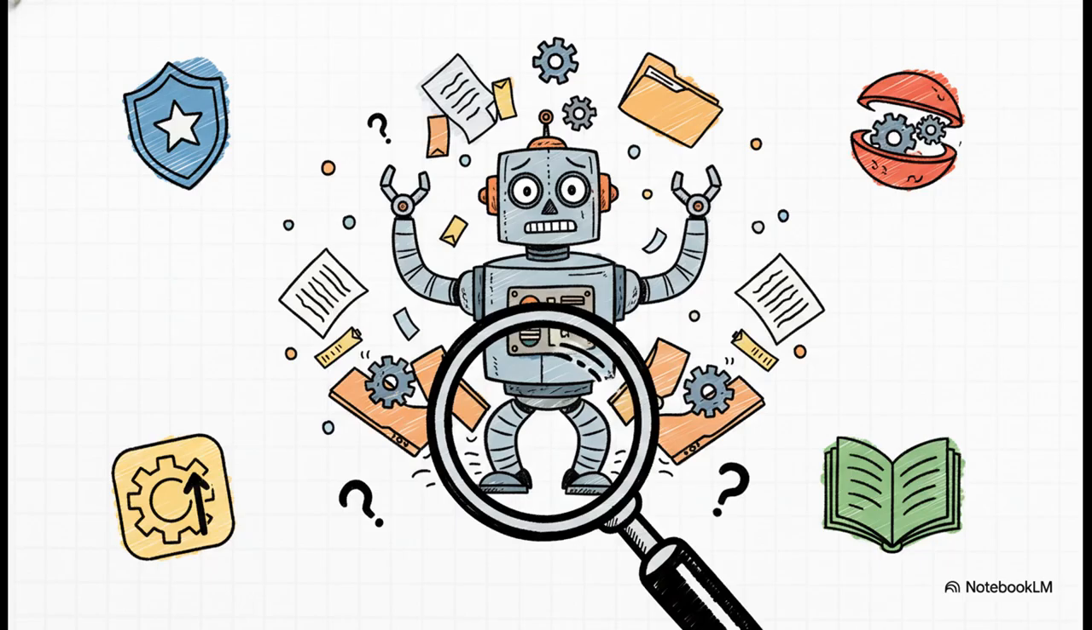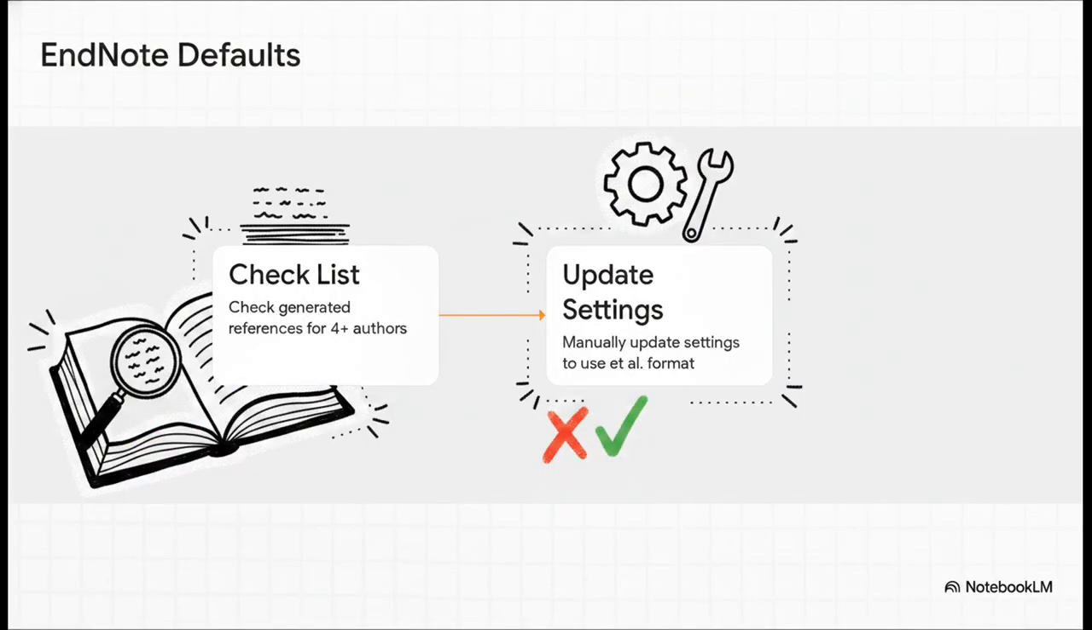But here's the catch. They are basically robots. They don't magically know your specific university's rulebook, and they absolutely can get confused. You have to know the rules yourself to spot their mistakes. A perfect example of this is EndNote. It is incredibly powerful, but by default, it often just spells out all the author names in the final reference list, no matter how many there are.